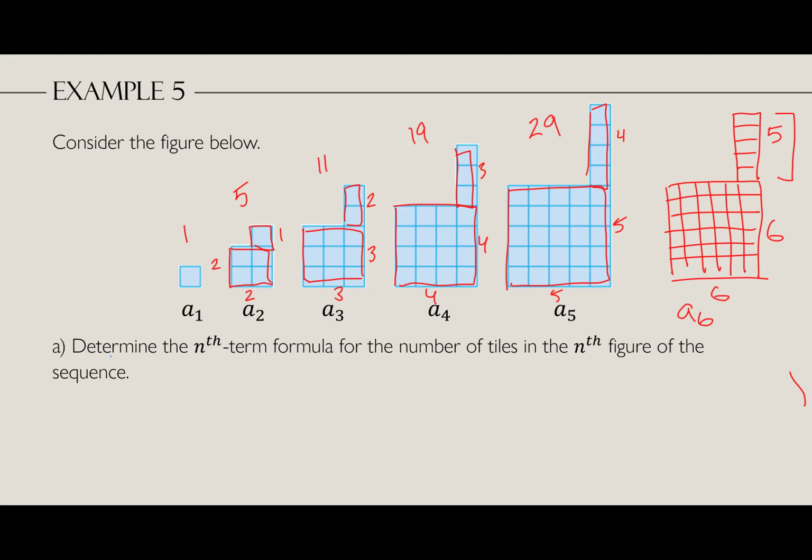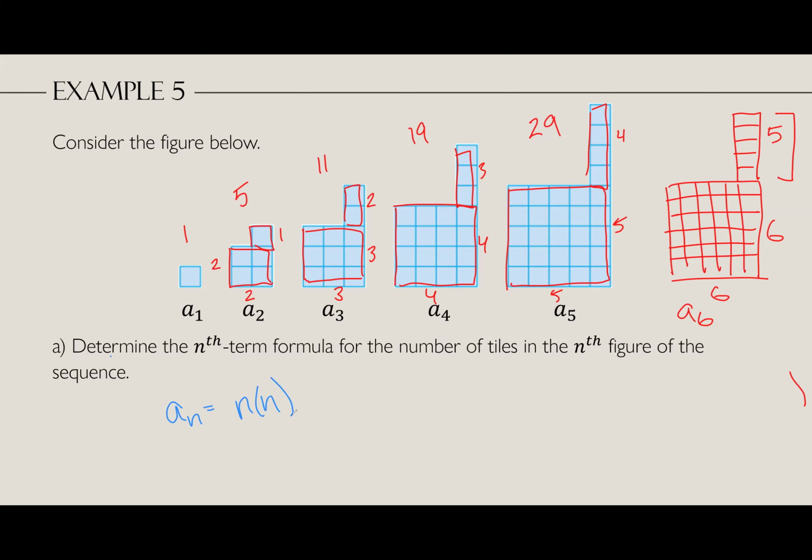We had a 4 by 4 box. A5, we had a 5 by 5. A6, we had a 6 by 6. So it looks like in general, for the nth term, I would have an n by n box. So I start off with a_n is equal to n times n for that big portion.